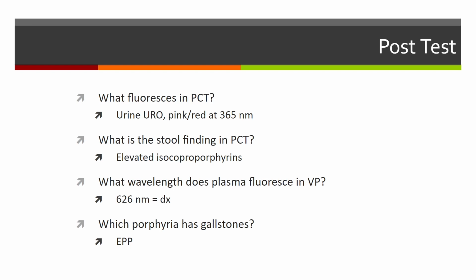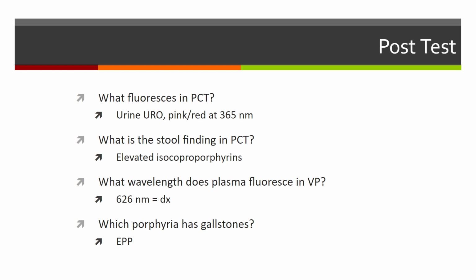Here's some stuff we didn't quite talk about too much in depth, so it's good to talk about it now. We do know that the uroporphyrin does build up in the urine. It's water soluble, and it can fluoresce pink to red at 365 nanometers. And that's specific for PCT. You can also see in stool that it would be coproporphyrinogens or coproporphyrins. That's important to understand.